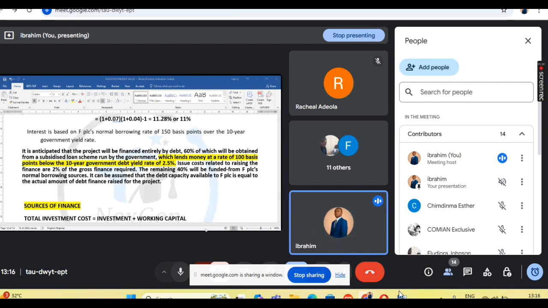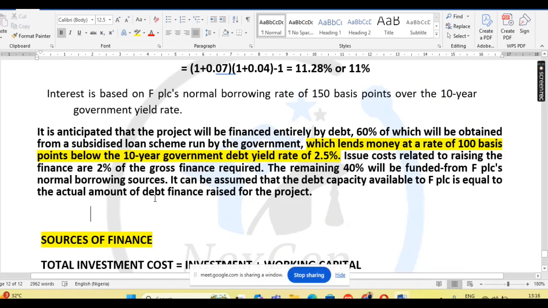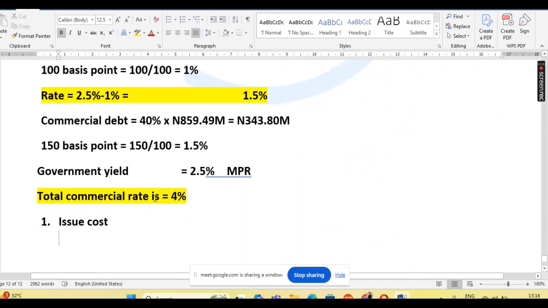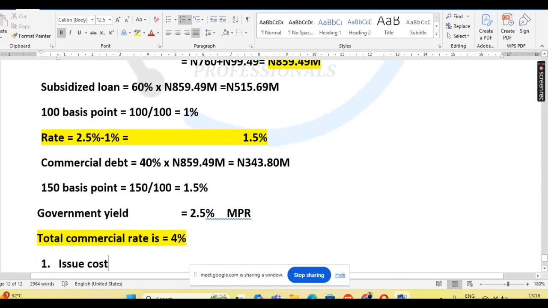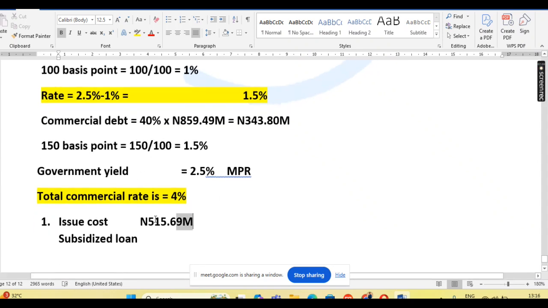Is that not so? In this case, the issue cost we apply on the sources of finance, which is either we start with the cheap loan or the subsidized loan. So what is the cost of the subsidized loan, the way we normally do it? That is 515.69 million. Oh, I'm supposed to bring this one down.